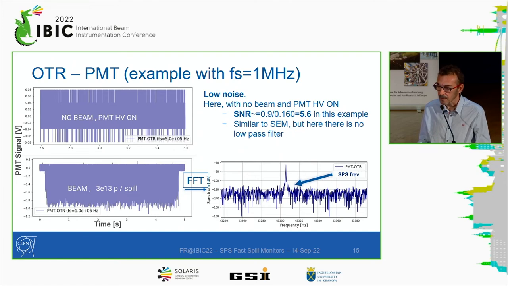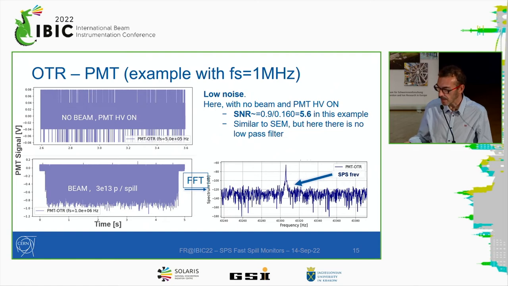Here you see examples of the signal and noise figures. As expected, when there is no beam, even with the high voltage on, we have a very low noise, as you see in the top plot. And very roughly calculating the signal to noise via peak-to-peak calculations, we come up with a similar noise figure as for the secondary emission detector, but in this case we don't have any low-pass filter, which makes the system much more interesting in this sense.